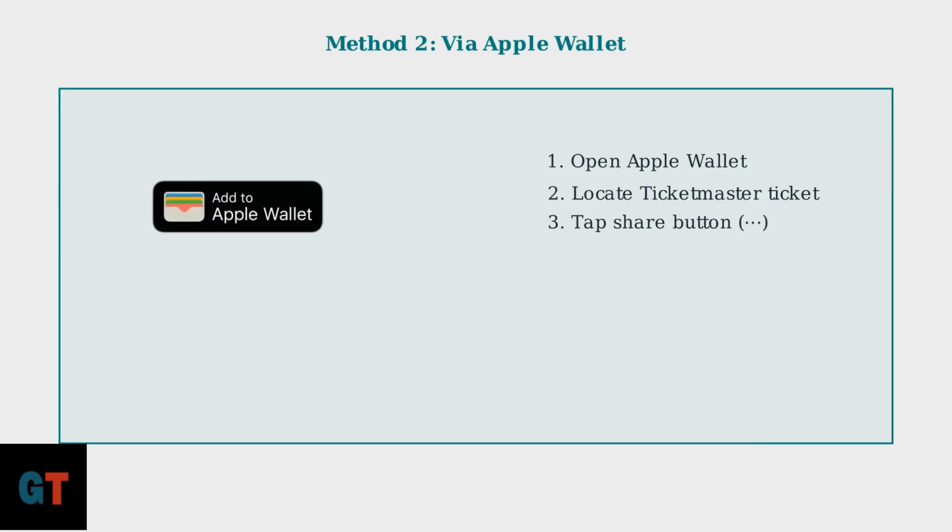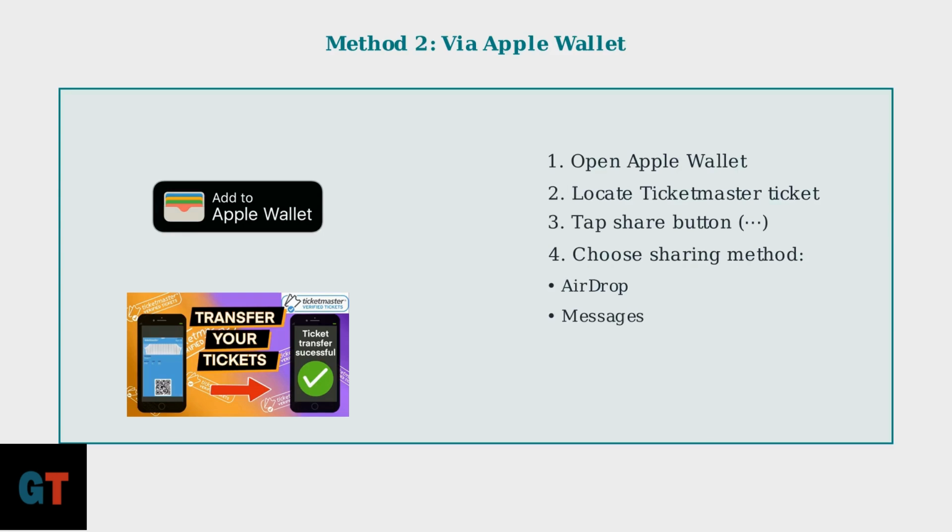Open your Apple Wallet app and locate the Ticketmaster ticket. Tap the Share button, which appears as 3 dots in the menu. Choose your preferred sharing method from the available options: AirDrop for nearby devices, Messages for text sharing, or email for traditional email transfer. The recipient must then accept the transfer within their Ticketmaster account to complete the process successfully.